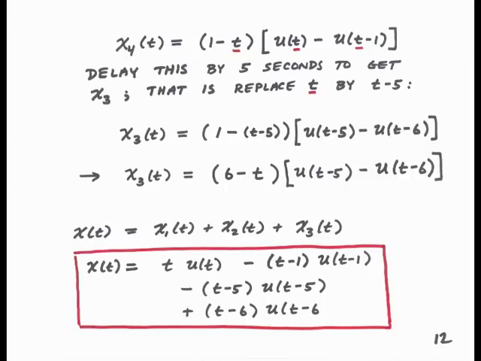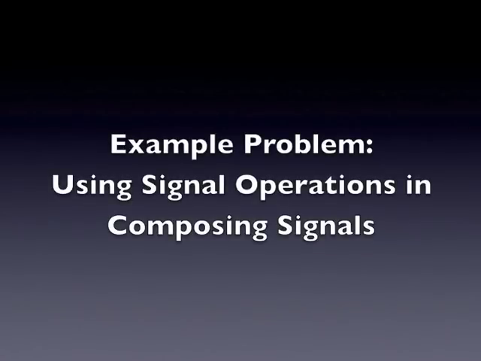I'd like you to review the steps we've done. That is how we've composed a trapezoidal velocity profile from unit step signals. Let's now do an example problem where we compose one signal out of another using signal operations.